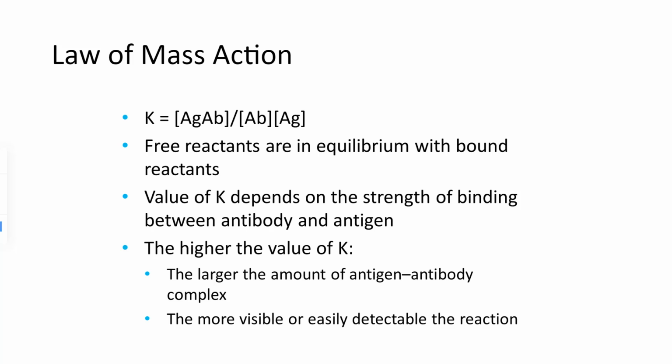The law of mass action. K is equal to the concentration of the antigen-antibody complex divided by the concentration of the antibody times the concentration of the antigen. Free reactants are in equilibrium with bound reactants. The value of K depends on the strength of binding between the antibody and antigen. So if we have more of this and less of the independent ones, then we're going to have a higher K. If we have less of this and more of the independent ones, we're going to have a lower K. So the higher the value of K, the larger the amount of antigen-antibody complex molecules exist, the more visible or easily detectable the reaction.